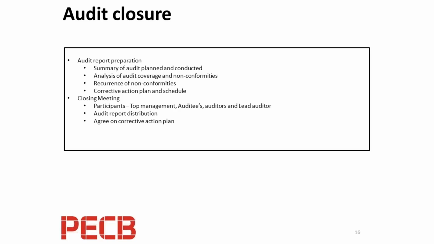And finally, the closing meeting. The closing meeting again will have top management, functional heads, that is auditees, auditors, and of course the lead auditor if there is one. And then audit report distribution, sharing of the audit findings, and of course agreed upon corrective action plans and the timelines. So that's where the closure of the audit.